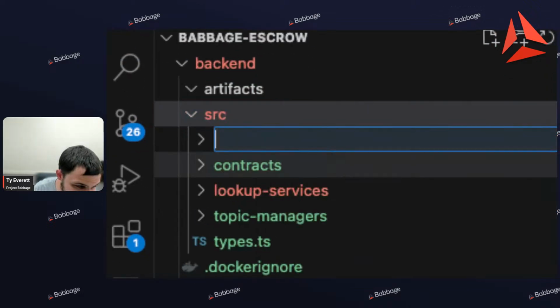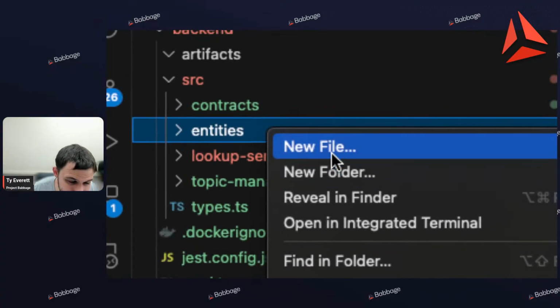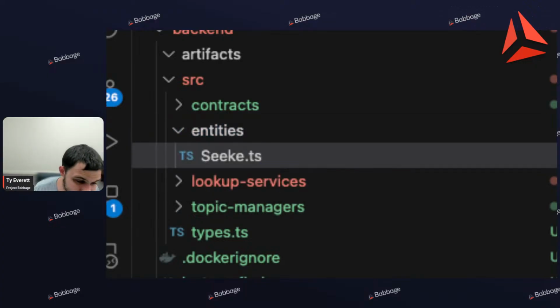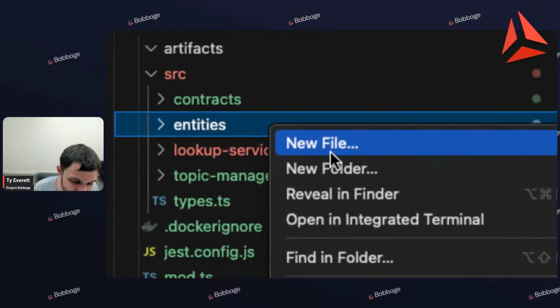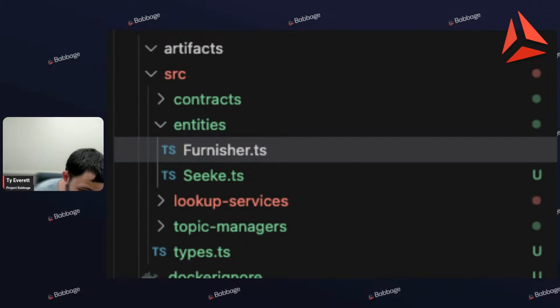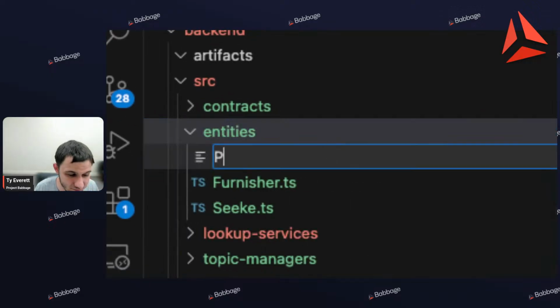I want a new folder called entities. And in this entities folder, I want a new file called seeker, which is the class of seeker. And I want a new file called furnisher. And I want a new file called platform.